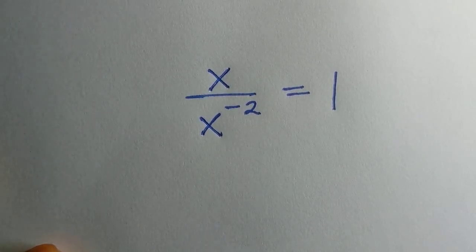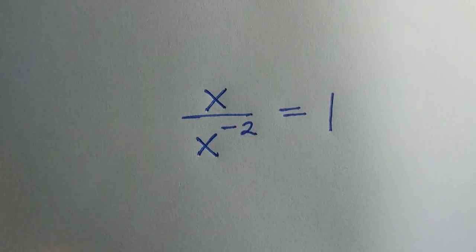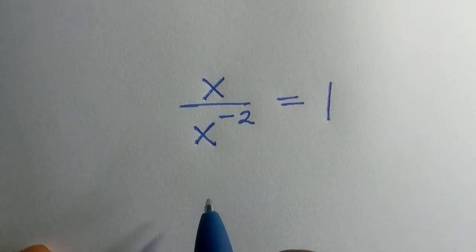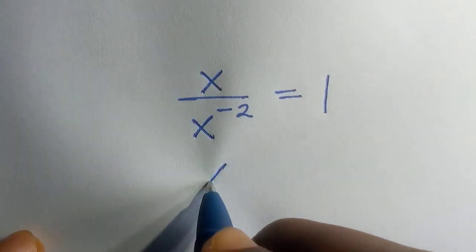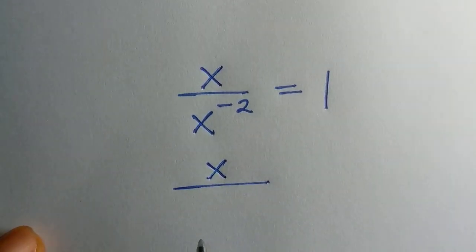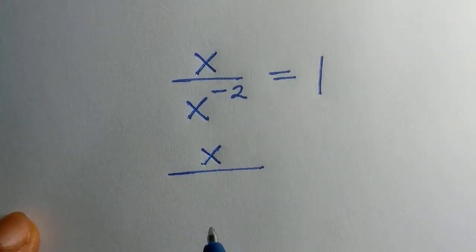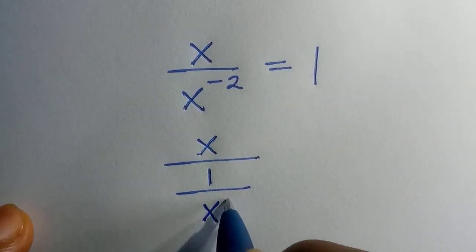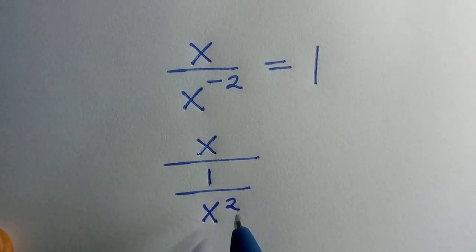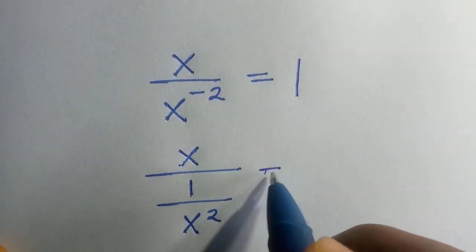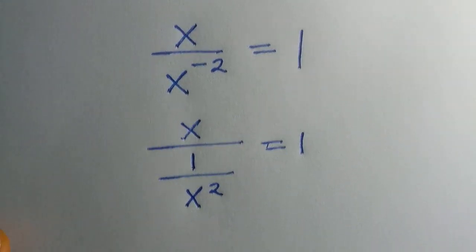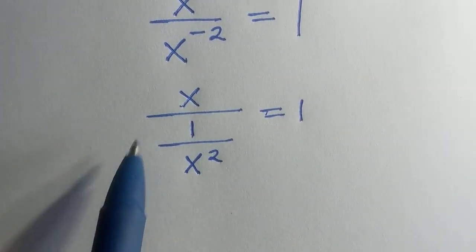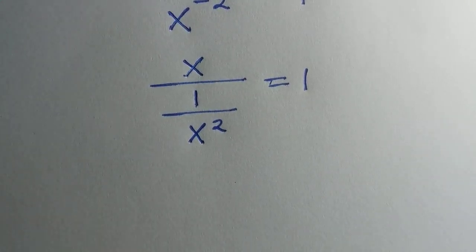How to solve this algebraic equation when we have x divided by x to the power of minus 2 equals 1. To solve this, we consider the denominator, as we have x divided by x raised to the power of minus 2. We can write it as 1 divided by x to the power of 2, following the rule of indices. Everything equals 1.